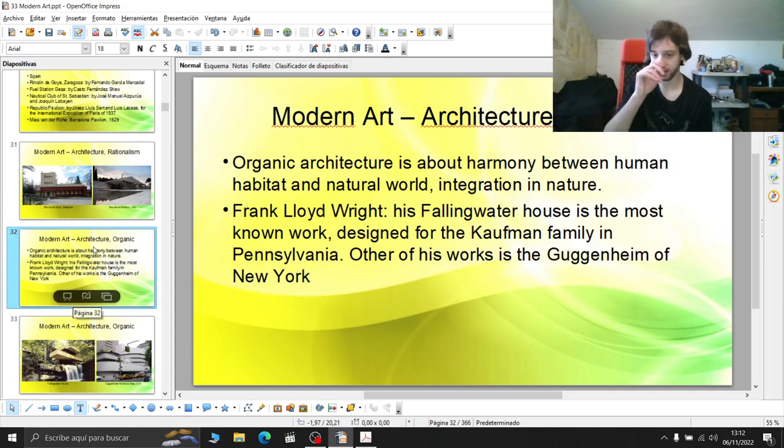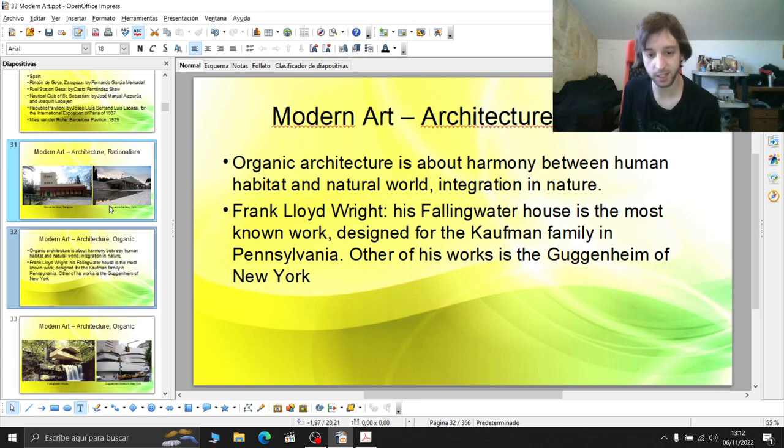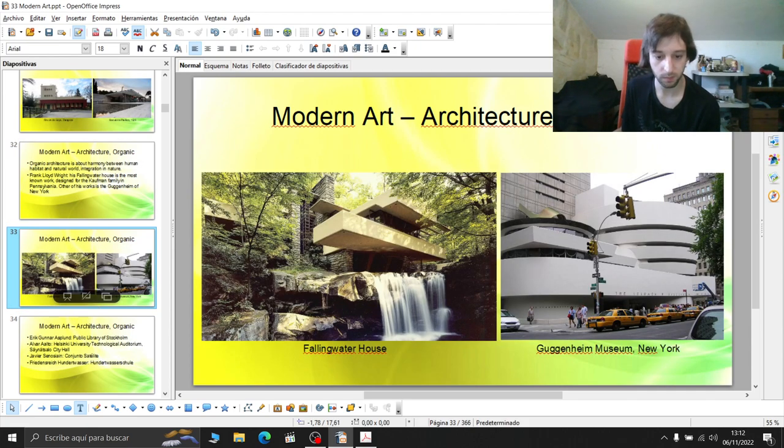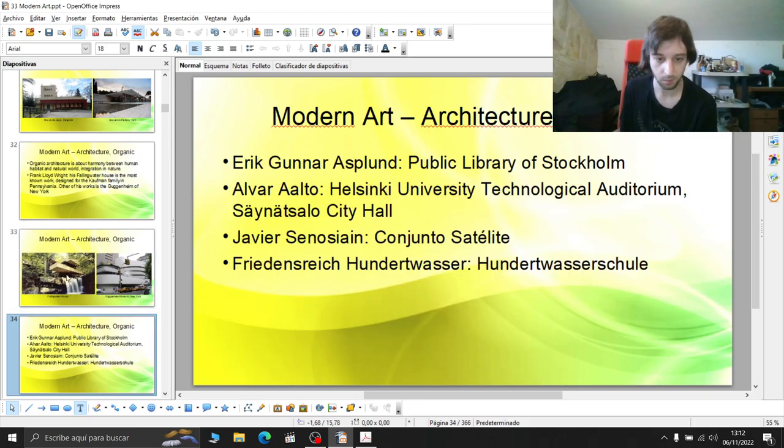Organic architecture is about harmony between human habitat and the natural world, integration in nature. Frank Lloyd Wright, with his Fallingwater House, is the best-known work, designed for the Kaufmann family in Pennsylvania. Another of his works is the Guggenheim in New York. Here the Fallingwater House and the Guggenheim.